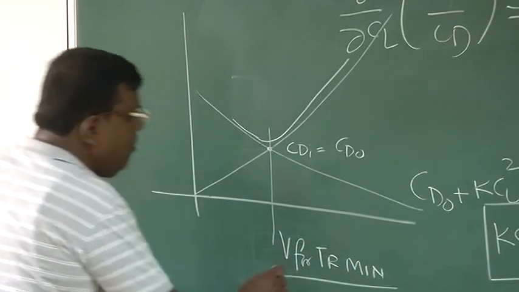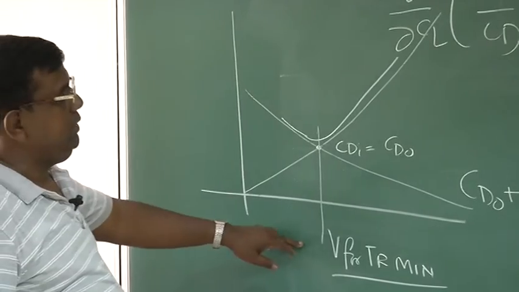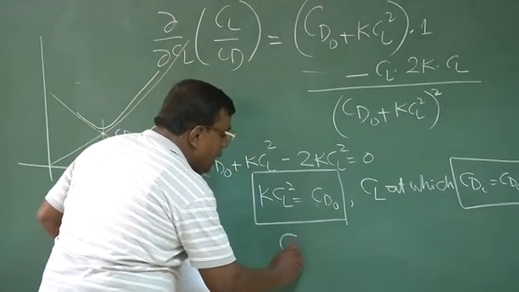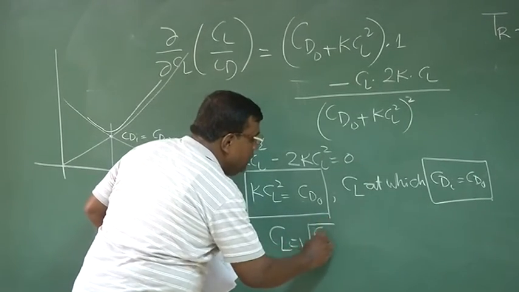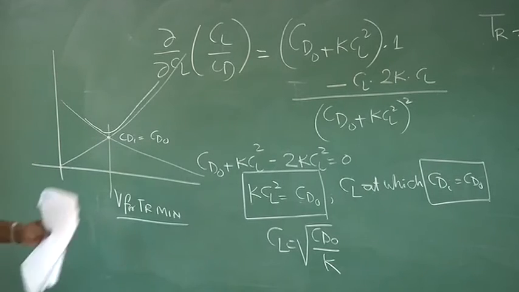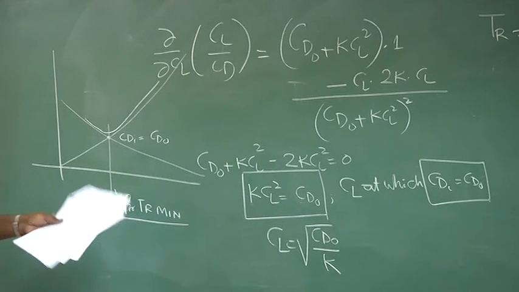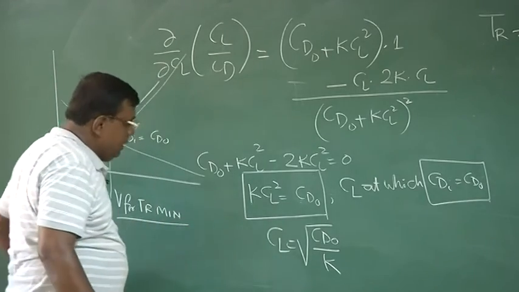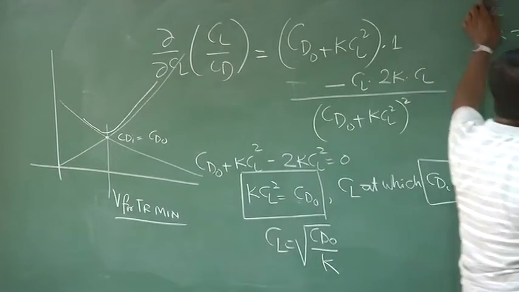That is, it is that V at which K CL square equals CD naught, or I answer my question that to get thrust required minimum, I must fly at CL, which is given by under root CD naught by K. Is it clear? Okay, it is fine for us. It is clear that CL is under root CD naught by K.